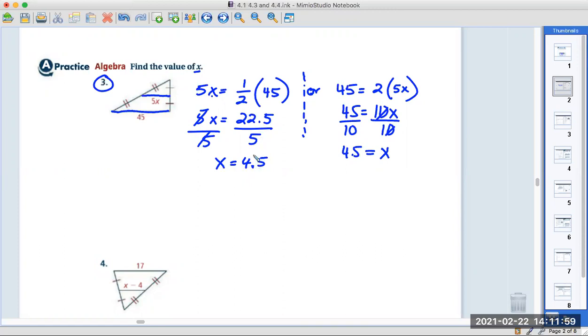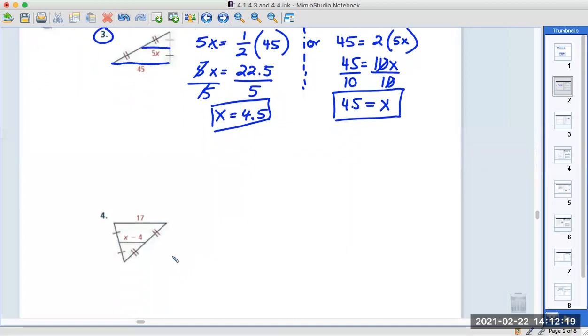22.5 divided by 5. Yeah, 4.5. So notice it works either way, however you like the relationship better. I have a feeling you like the second equation, it's easier. So x is 4.5 in either case, however the relationship works.